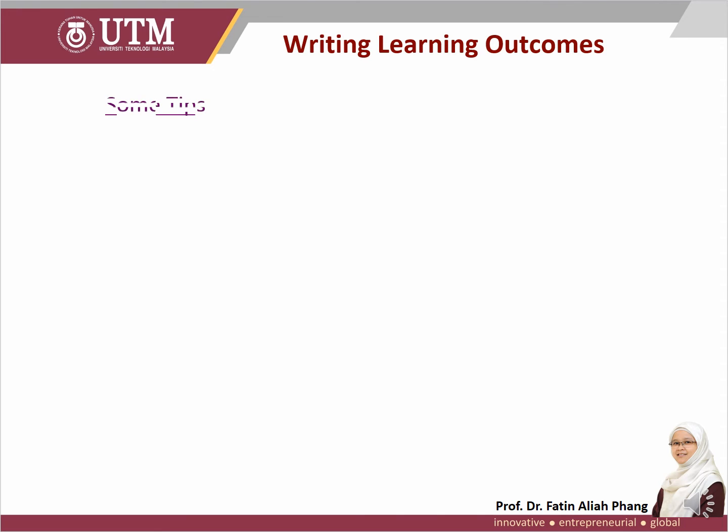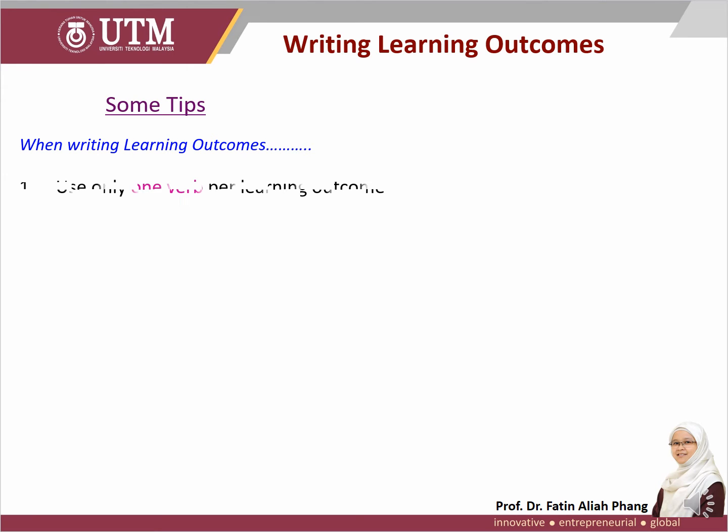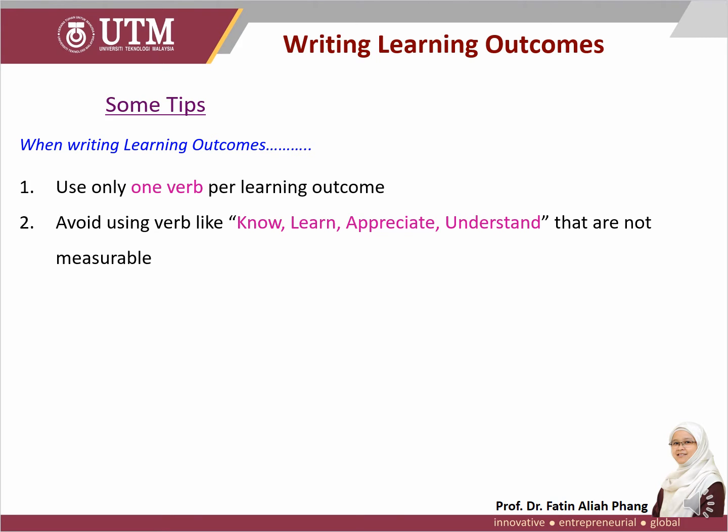Now, let's give you some tips of how to write learning outcomes. So when you write learning outcomes, use only one verb for one outcome. Okay? Try not to use verbs that are not measurable, like the student should be able to know, to learn, to appreciate, to understand. It's very difficult to measure that.